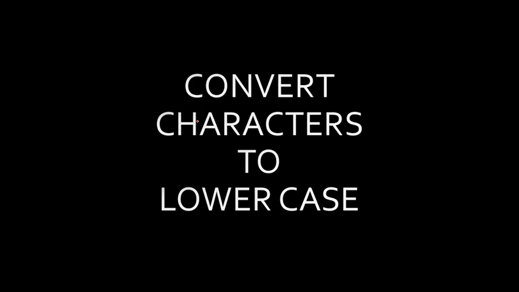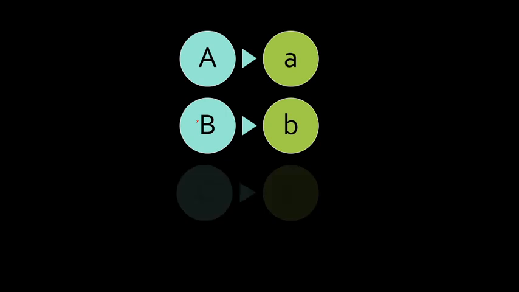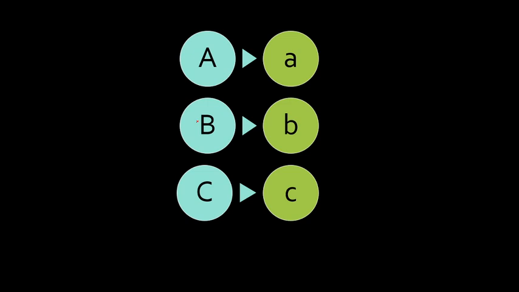So, converting characters to lowercase. How can I convert them? Capital A should be converted to small letter a. Capital B should be converted to small letter b. Uppercase should be converted to lowercase. C should be converted to small c. So what do you observe here? Let us take the ASCII values. If you are familiar with the term ASCII, you will know this. What is the ASCII value for capital A? Capital A's ASCII is 65. What about small a? 97.